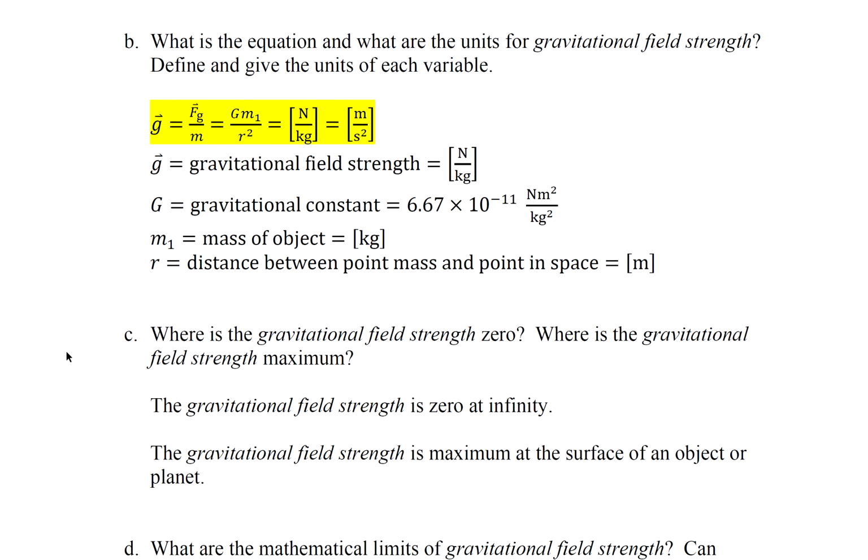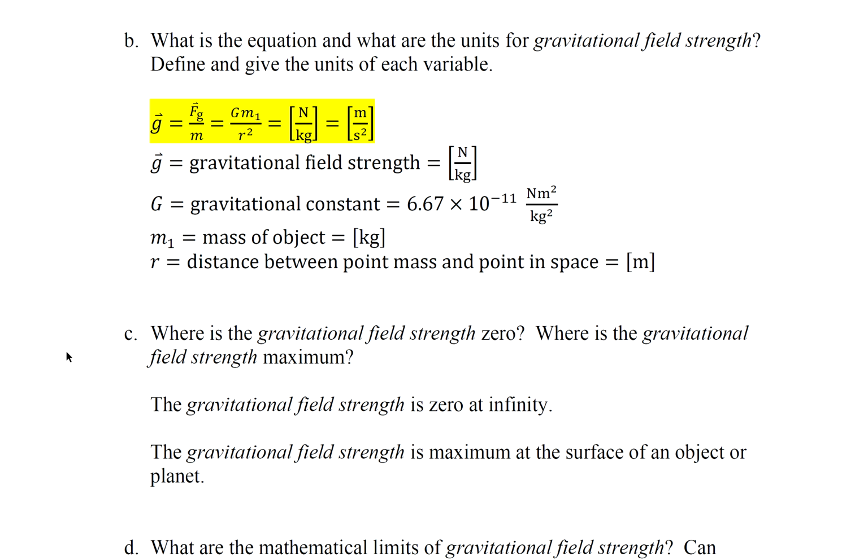Part B, what is the equation and what are the units for gravitational field strength? Define and give the units of each variable. So gravitational field strength is G M over r squared. It has the units here of newtons over kilograms, or meters over second squared. Something you're very used to.